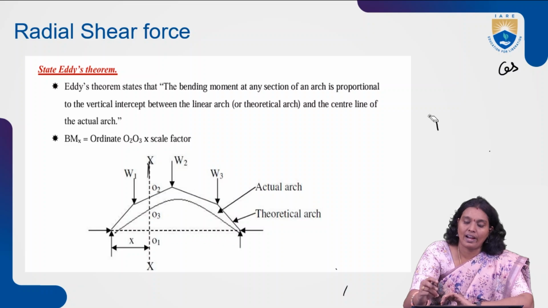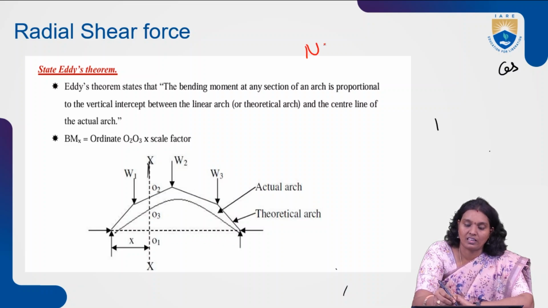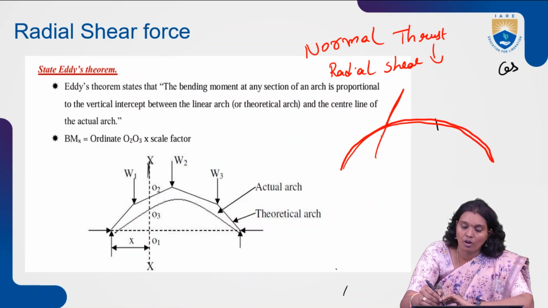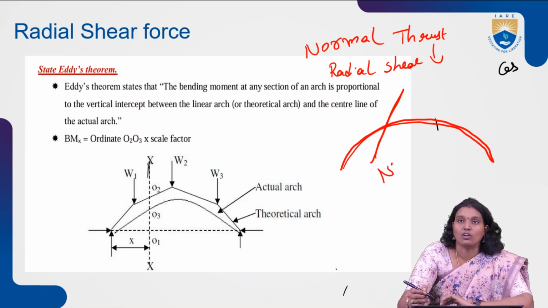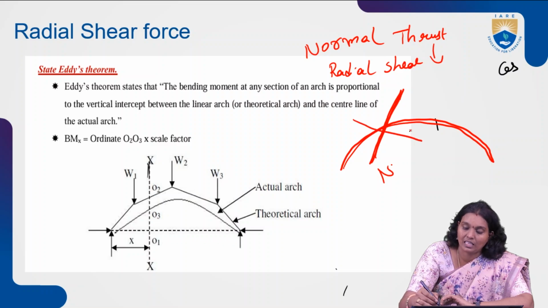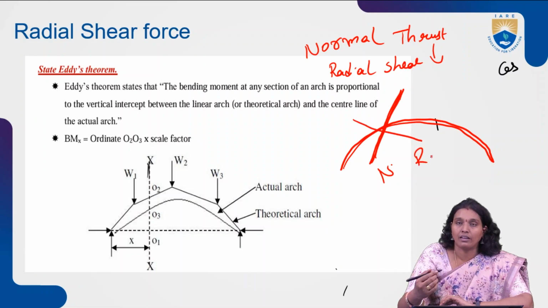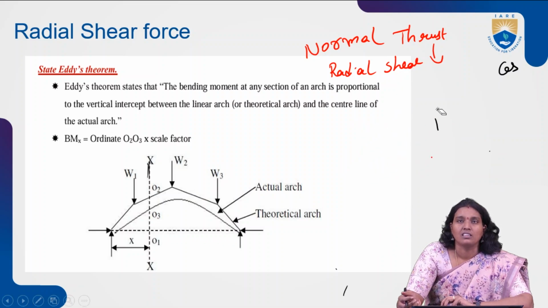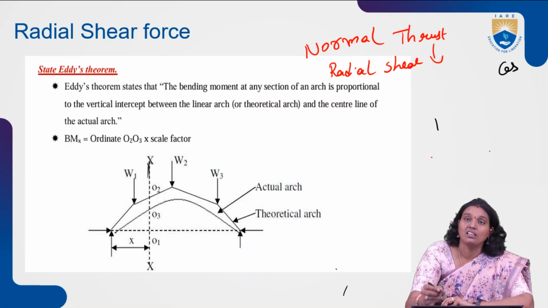We have different types of conditions. Those are normal thrust and radial shear force. We already know that normal thrust is, whenever the arch is there, the normal force, normal to the arch. The force which is perpendicular to this normal is nothing but the radial shear force. The perpendicular force acting to the normal thrust through the point where the arch is there is known as the radial shear force.